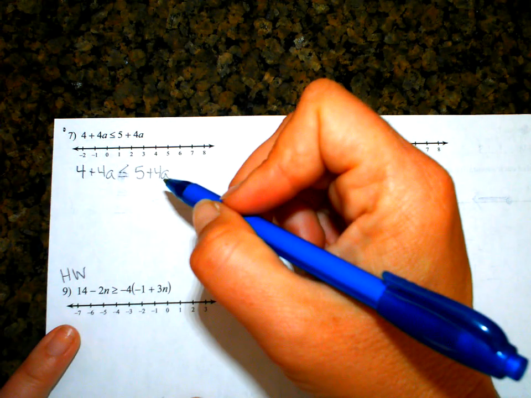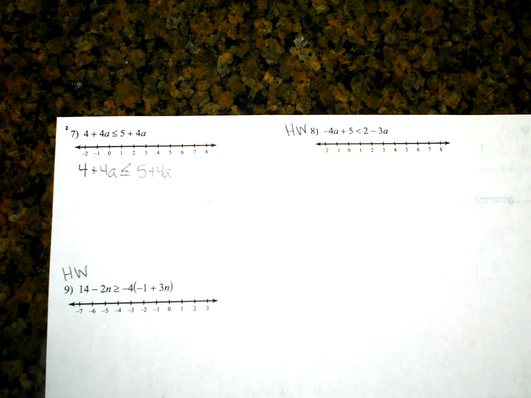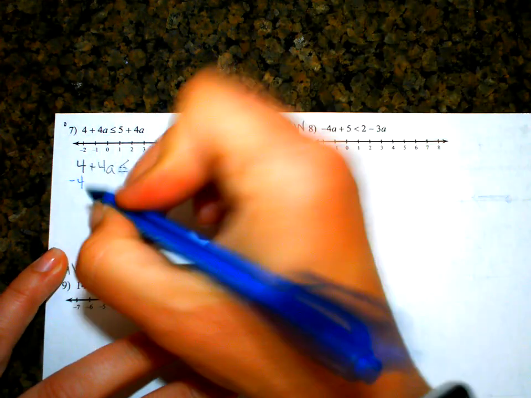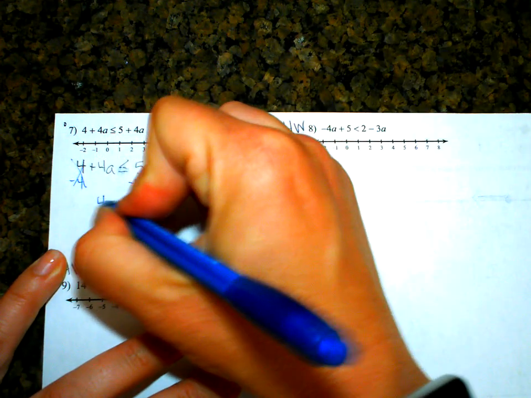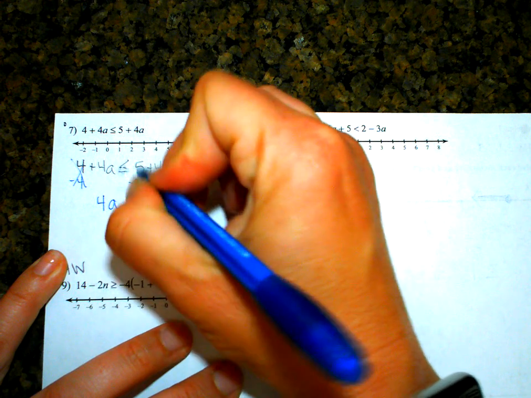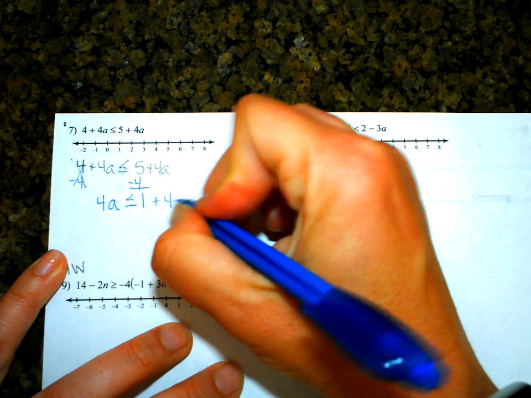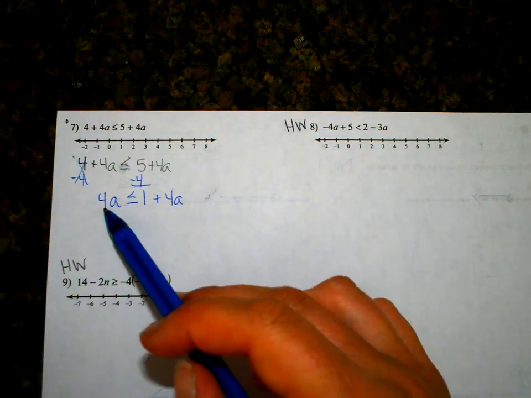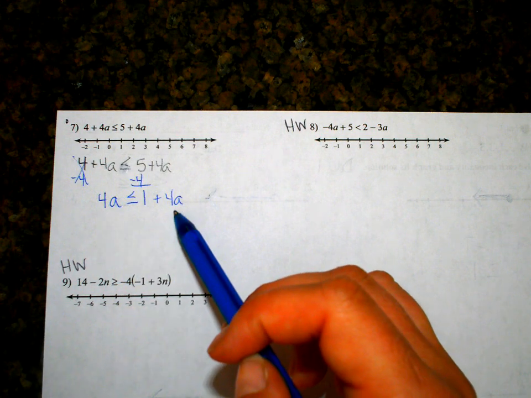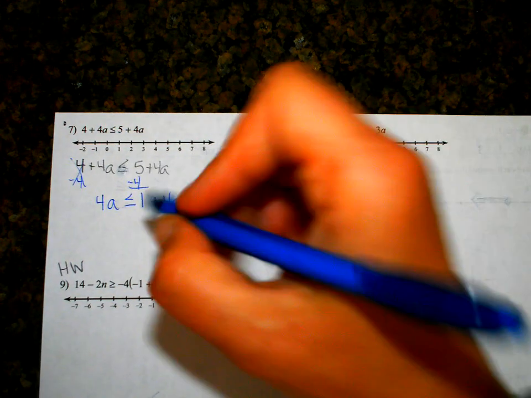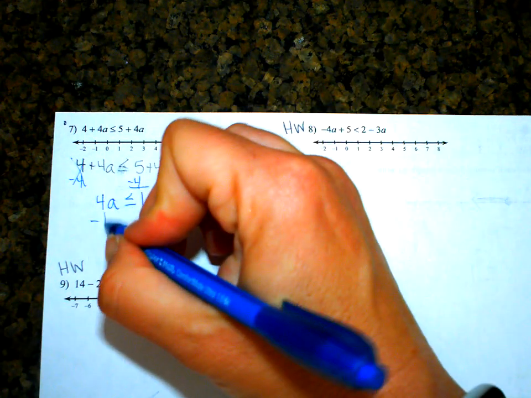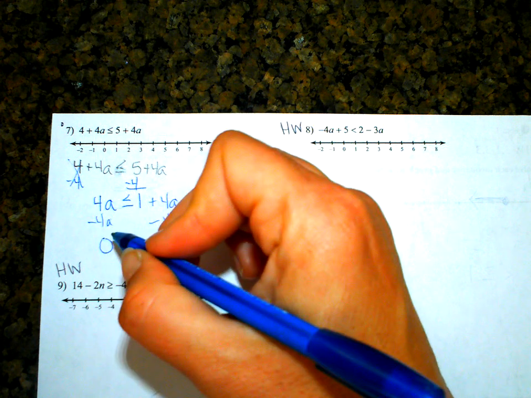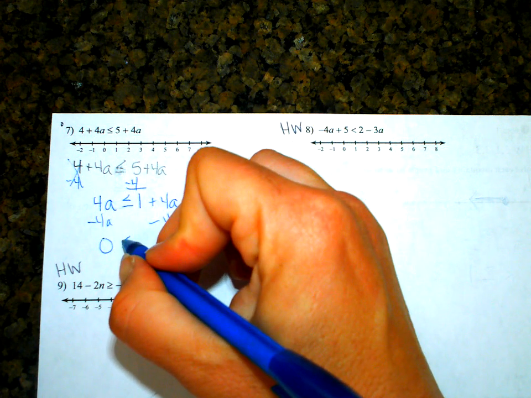You can either get the A's together first or you can get the numbers together first. I'll choose to get the numbers together first. So subtract 4. 4a is less than or equal to 5 minus 4, which is 1, plus 4a. Now get the A's together. Well, I can't move this A because then there'd be nothing on that side, so I'm going to move this A over. It is a positive 4a, so subtract 4a. What? Nothing is greater than or equal to 1.